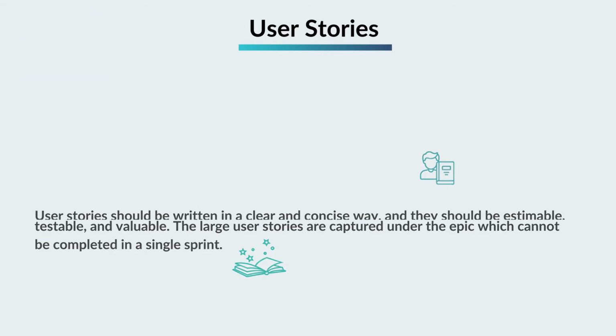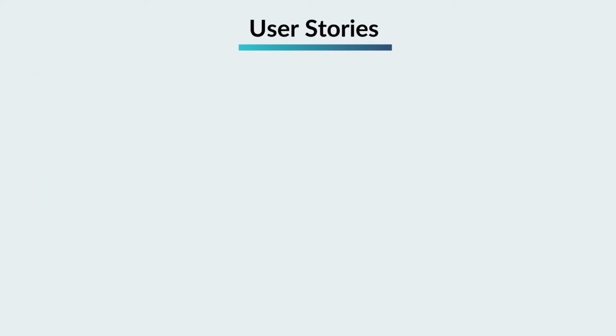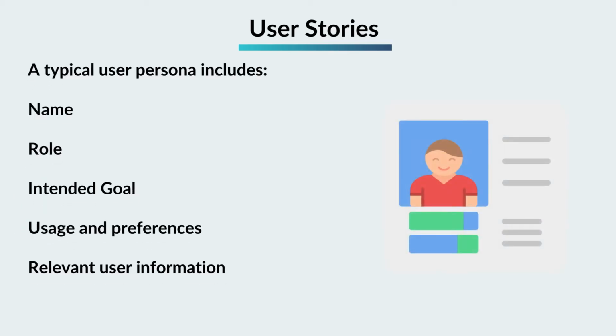The user persona is used to hypothetically capture the context of the product from the end user's perspective. To better understand the user's viewpoint and context, we create user personas. Each product typically caters to multiple users with unique characteristics and preferences. Understanding user personas before writing user stories helps in developing a product that aligns with the end user needs. A typical user persona includes name, role, intended goal, usage and preferences, and relevant user information.